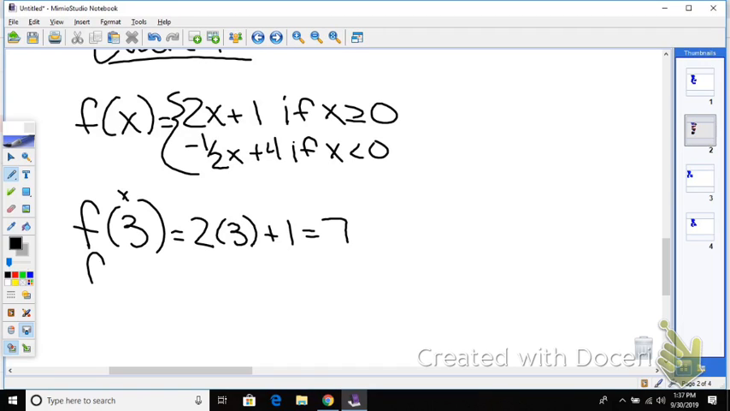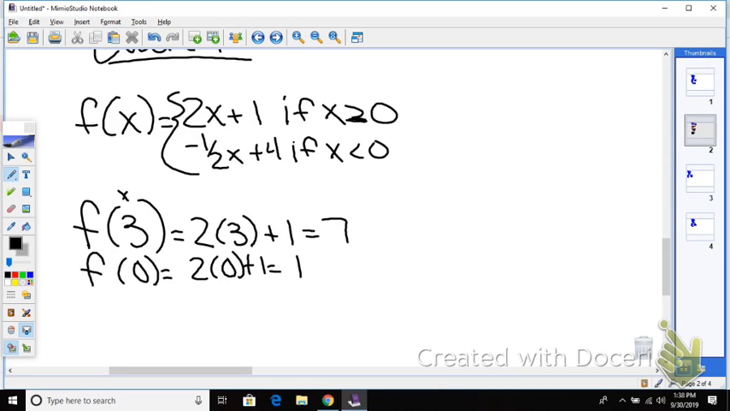If I now have an input of 0, what line am I going to for 0? Top. Why top? Because it's equal to. Here's where we're equal to 0. So we're going to plug 0 in here. 2 times 0 plus 1 is 1.